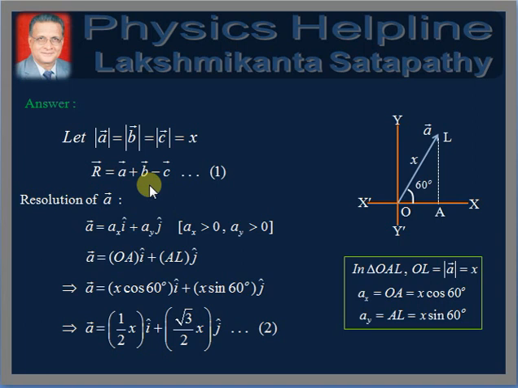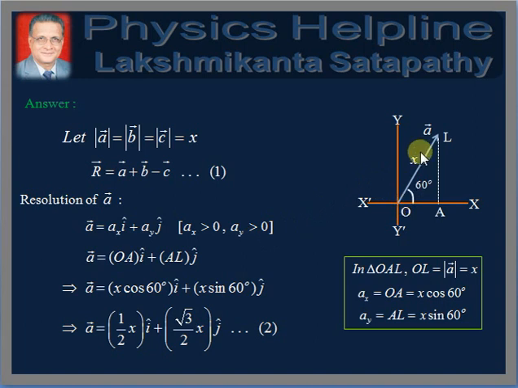To find the value of tan beta, we need to resolve the three vectors A, B and C into their rectangular components. First, for the resolution of vector A, let Ax and Ay be its rectangular components. Then we can write vector A is equal to Ax i cap plus Ay j cap. It may be noted that vector A is in the first quadrant, therefore both its x and y components are positive. Therefore we write Ax is greater than 0 and Ay is also greater than 0.